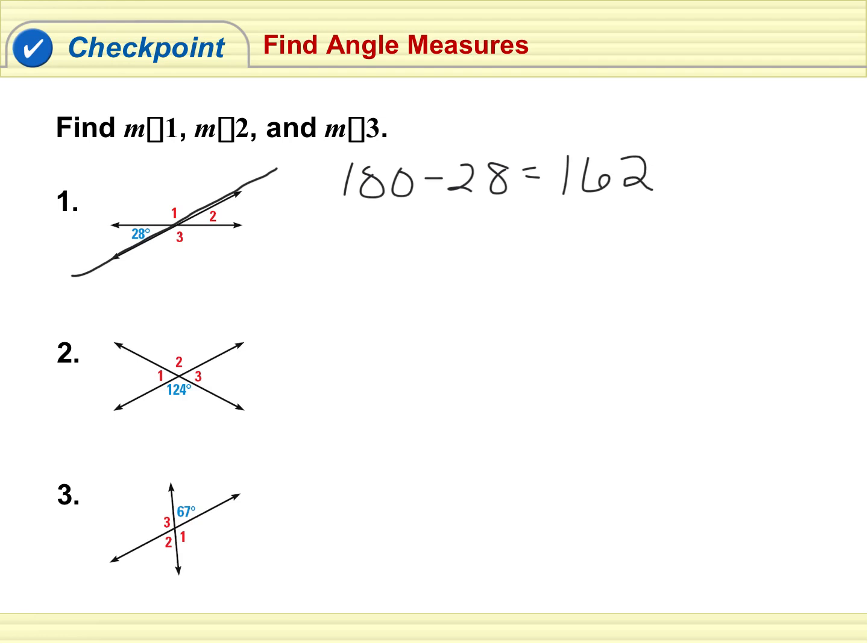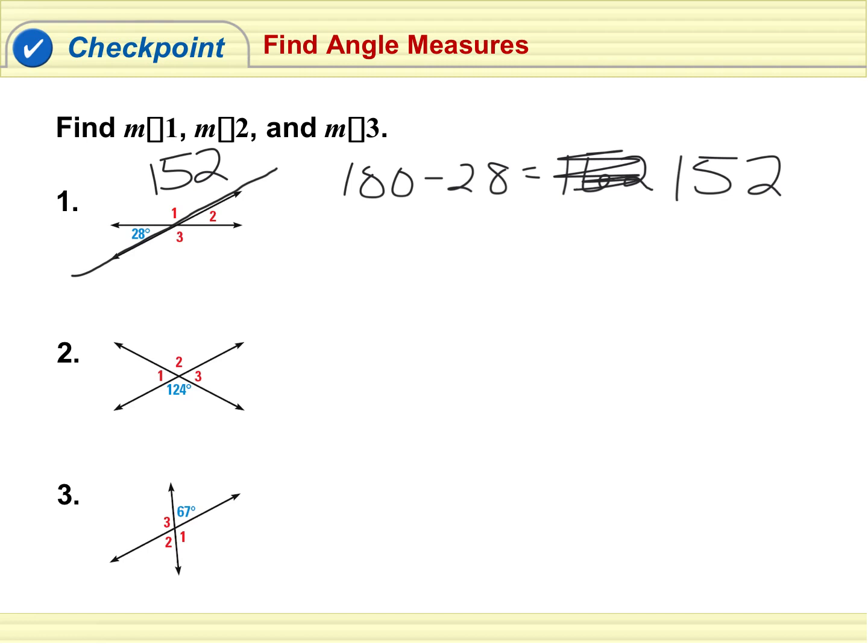162, right? 152? 29, so I did minus 23. Let's do this: 152. Why? So did you erase her? This one is 152. Now, is it pretty easy to find angles 2 and 3?